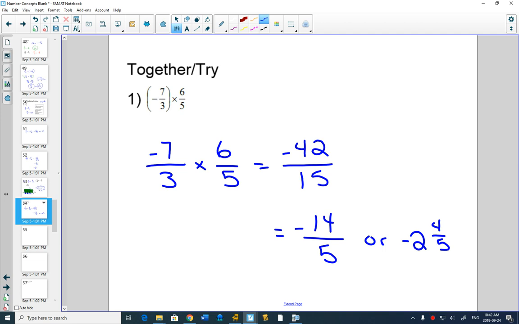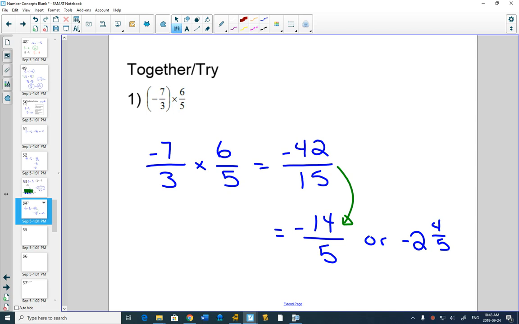I think personally that this is a hard step in this case. I think it's pretty hard to recognize that 42 and 15 are both divisible by 3, and it's hard to do that with mental math. So now I want to show you something you can do to make this question even easier.